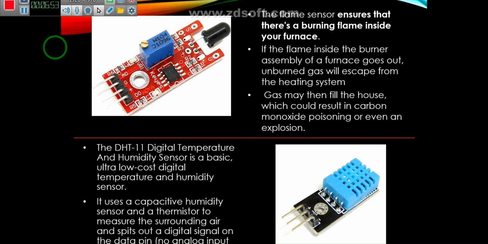The next part is the DHT11 digital temperature and humidity sensor. It is a basic, ultra low-cost digital temperature and humidity sensor. It uses a capacitive humidity sensor and a thermistor to measure the surrounding air and spits out a digital signal on the data pin. There is no analog input pin needed.